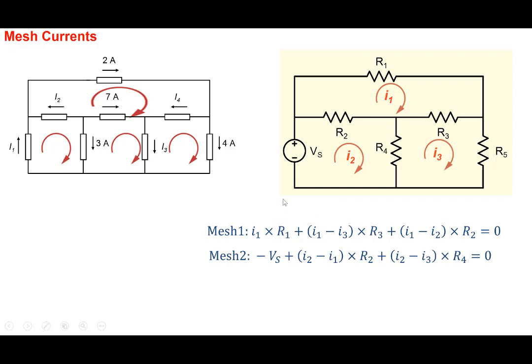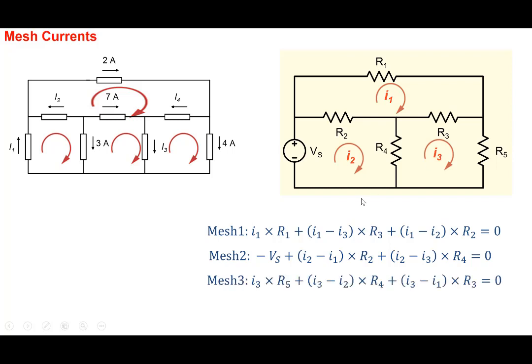Write down KVL in mesh number 2. So let's start from here. So there's minus Vs. There's a voltage gain here. Then the drop here across R2. So the net current will be I2 minus I1. So we go along the direction of the current that we have chosen, right? So the drop here will be I2 minus I1 into R2. Then we come here, and we are going from up to down here in the direction of the currents chosen here. And that would be I2 minus I3 into R4. So we can choose a clockwise direction of mesh currents everywhere to be consistent.